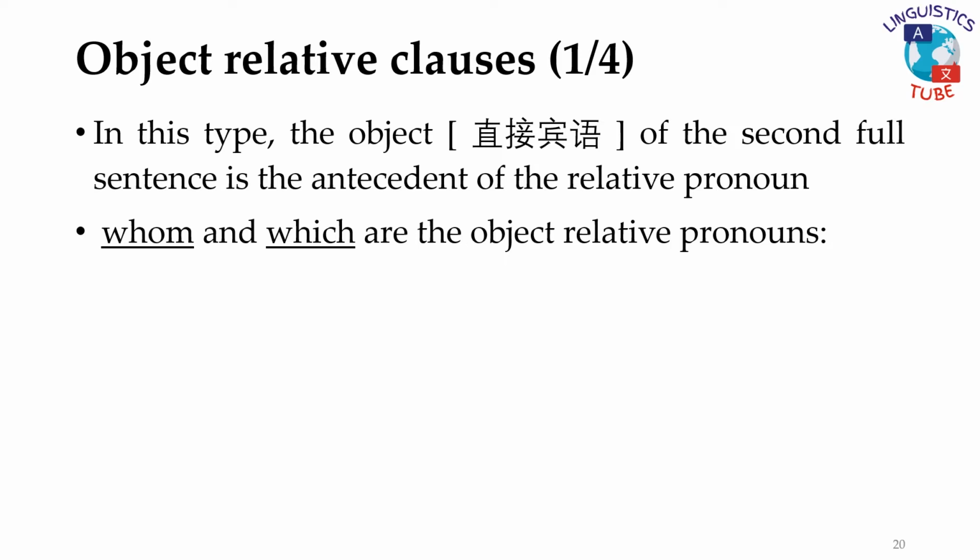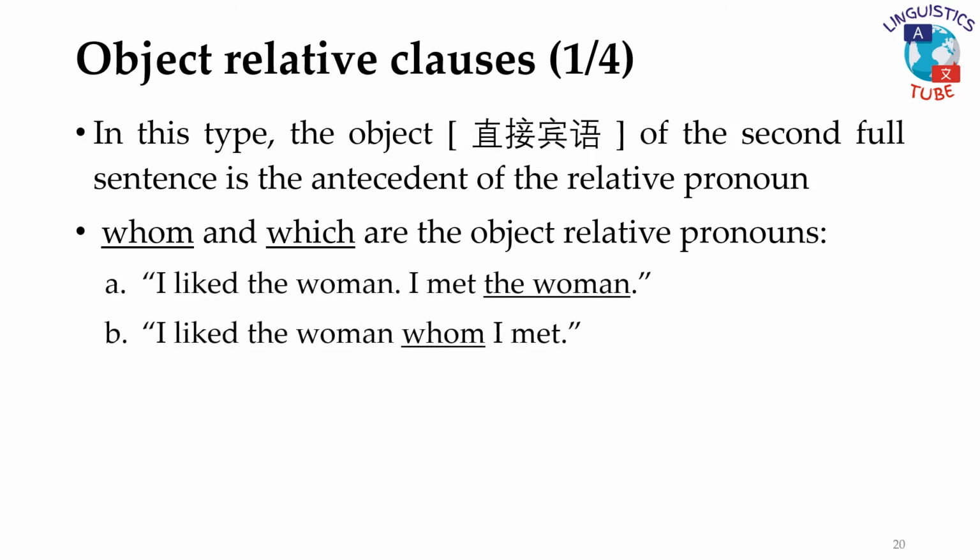For this type, whom and which are the object relative pronouns. Like with the subject relative clauses, whom is used when the antecedent is human, and which is used for non-human antecedents. Here is an example. The two full sentences are, I liked the woman, I met the woman. The first sentence is the main clause, and the second sentence becomes the relative clause. The object of the second sentence, which is underlined, becomes the underlined relative pronoun in the relative clause. I liked the woman whom I met.